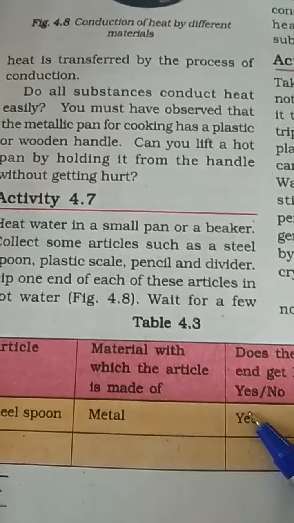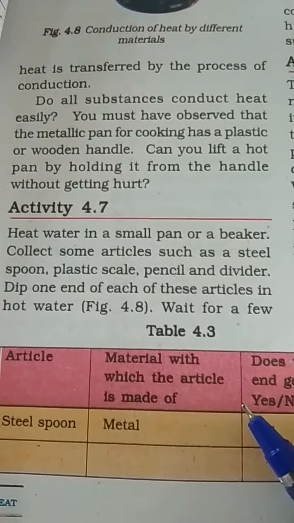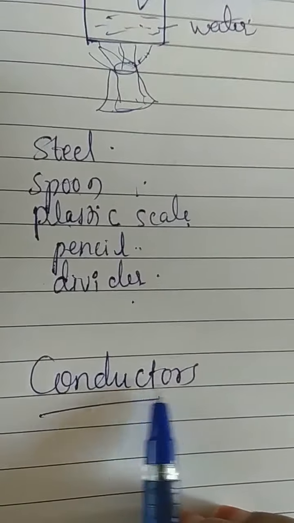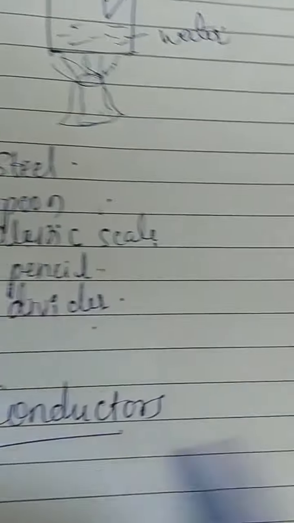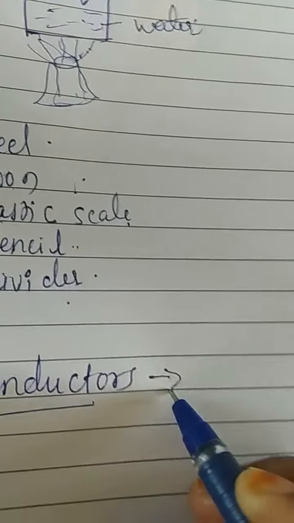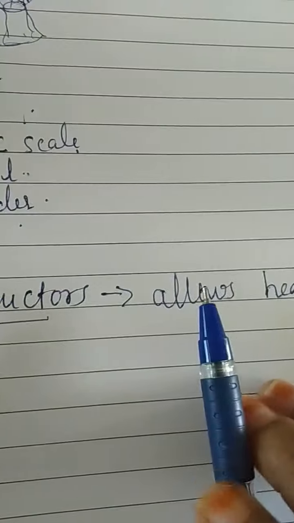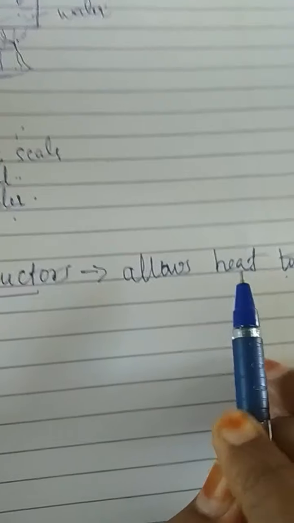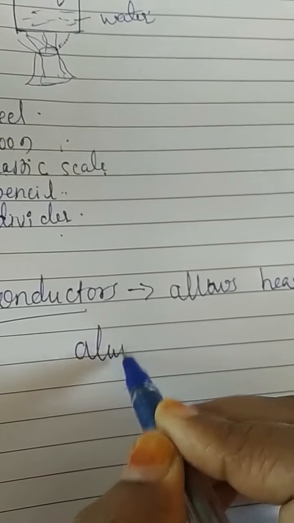The materials which allow heat to pass through them easily are called conductors. Not bus conductors, this conductor is different. The materials which allow heat to pass through them easily are called conductors. Examples: aluminium, iron, copper.